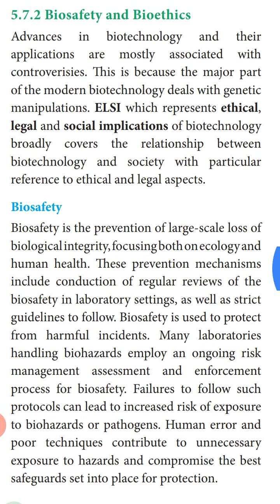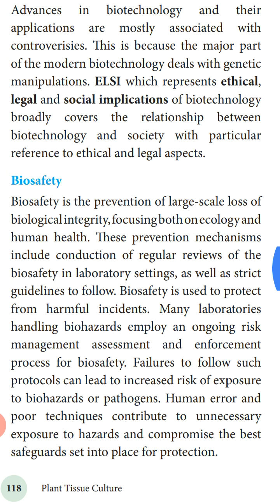Biosafety is the prevention of large-scale loss of biological integrity, focusing both on ecology and human health. So here this biosafety deals with biological integrity, that is, a balance is maintained between the ecology as well as human health.